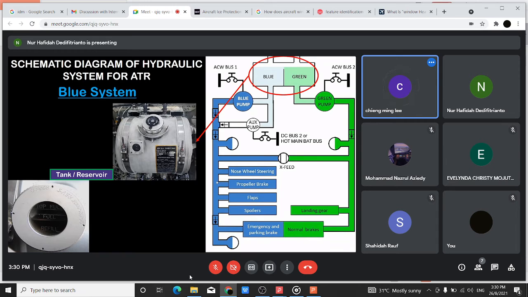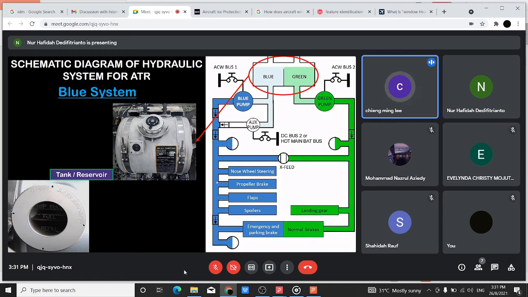Right. On the other side, which is the green system, we use for landing gear retraction and extension. Also, we use for normal brake. For this, you see the pump. If the normal brake fails, you can see the blue pump also supplies an emergency and parking brake system. So it's a different control. Right?